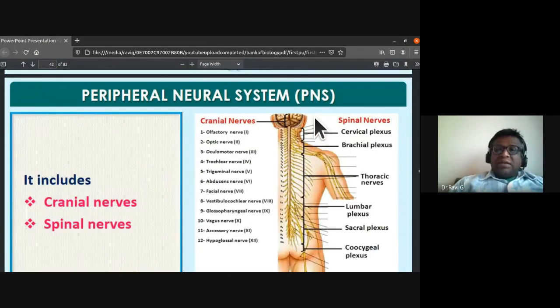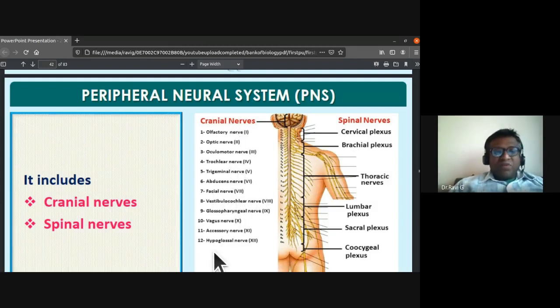The next thing after the spinal cord is the peripheral nervous system, or PNS as we call it. The peripheral nervous system includes the cranial nerves, which are 12 in number, and the spinal nerves. You can notice these cranial nerves like the olfactory nerve, optic nerve, oculomotor nerve, trochlear nerve, trigeminal nerve, abducens nerve.